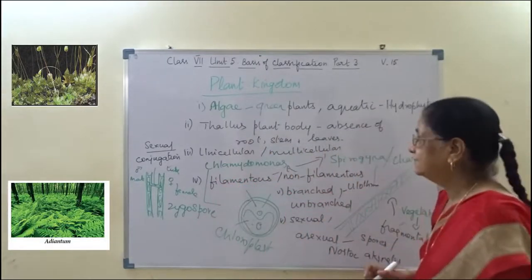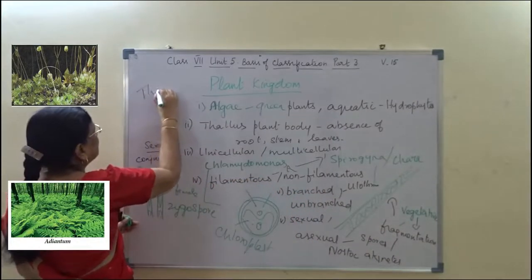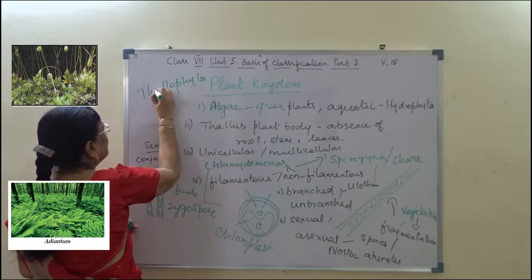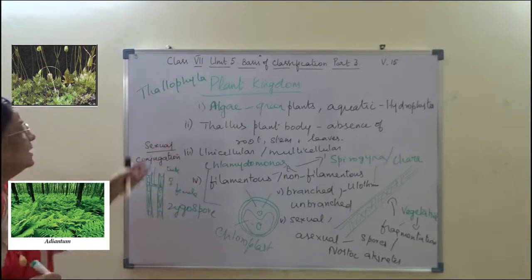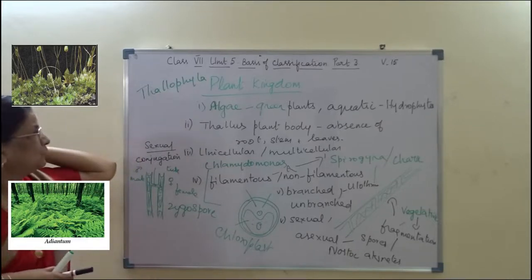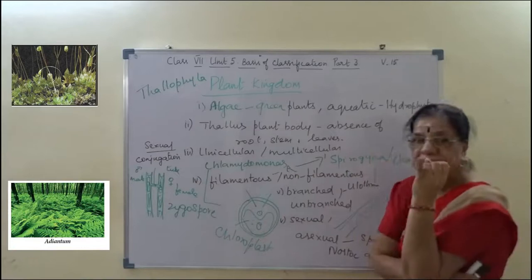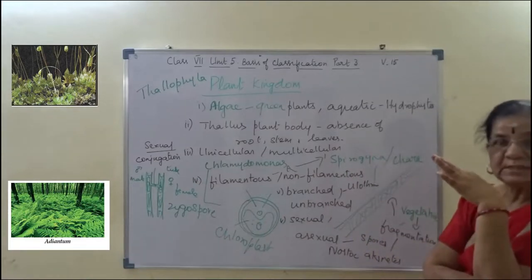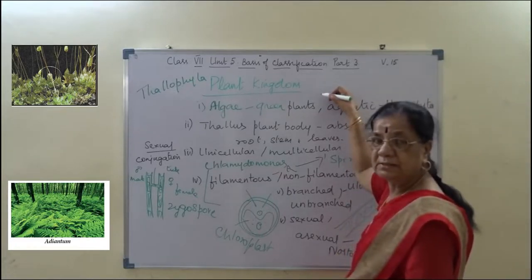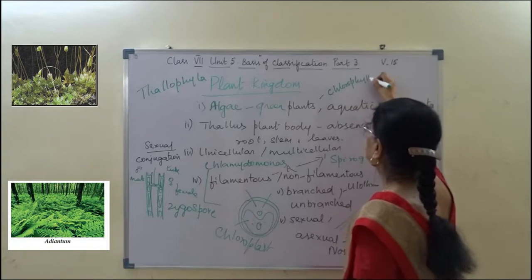Now this algae comes under the major plant kingdom Thallophyta. Thallo refers to thallus, phyta refers to plants. So first, I repeat, the characters of algae. It is a green plant, an aquatic hydrophyte. They have the green pigment chlorophyll.